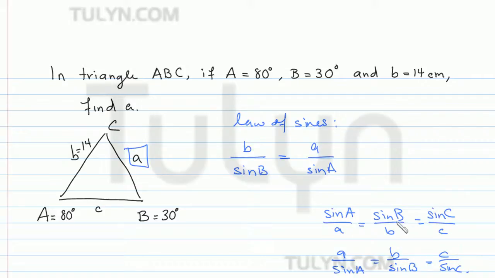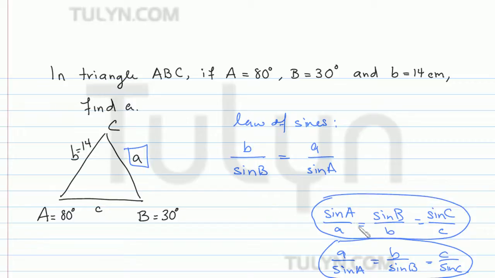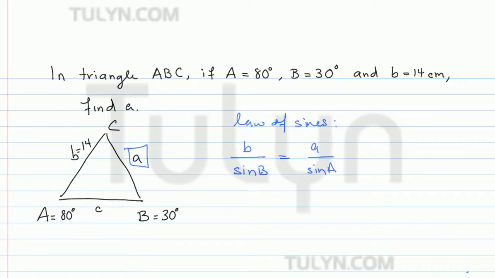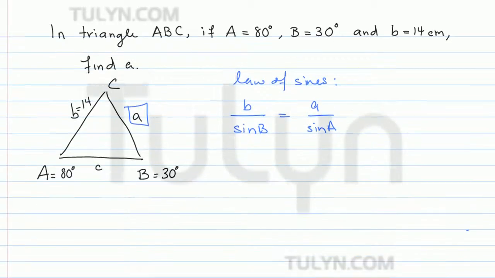So what you usually can do is, if you're solving for a side, you want to put the side in the numerator, and if you're solving for an angle, you want to put the sine expression in the numerator. So since we're solving for side a, I want it to look like b over sine B is equal to a over sine A.